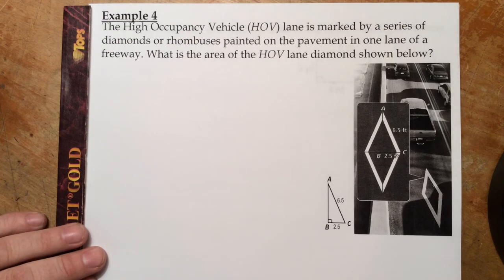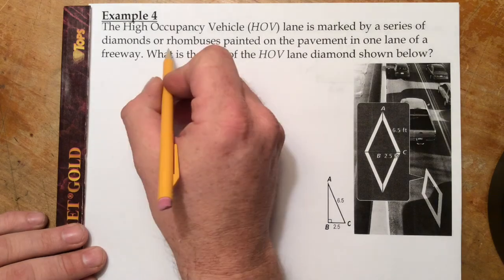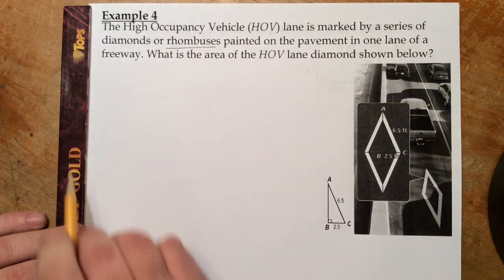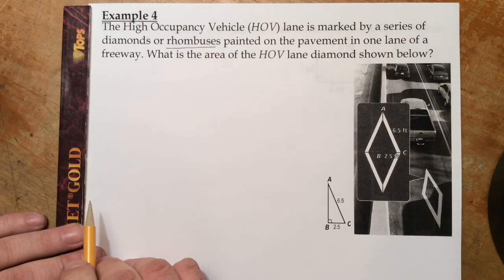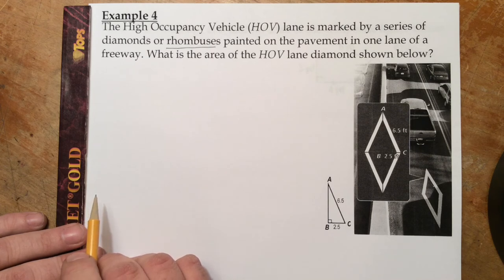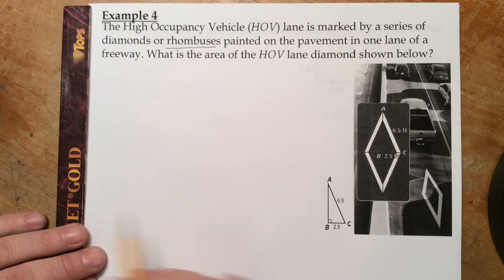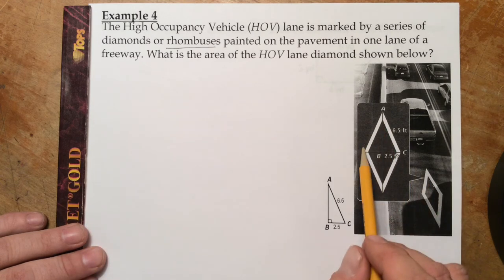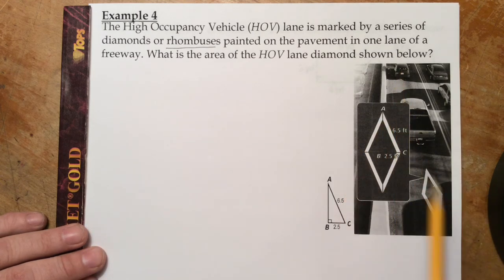Example 4. The high occupancy vehicle, or HOV lane, is marked by a series of diamonds, or what are really called rhombuses, painted on the pavement in one lane of a freeway. What is the area of the HOV lane diamond shown below? So these diamonds, Lubbock's not big enough to have these kinds of lanes, but you'll see these in Dallas-Fort Worth, Houston, Austin, San Antonio, those places.